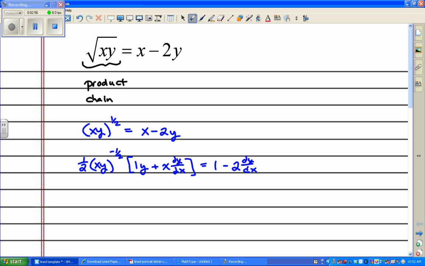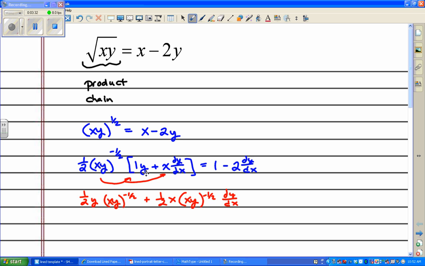and then I've got my dy/dx. Okay, now in class, remember, we always want to take our dy/dx's to one side. In order to do that, I need to distribute this stuff to the things I've got in brackets. So it's going to end up with 1/2. We put the y out in front if we want to, and then xy to negative 1/2, plus 1/2 x times xy to negative 1/2, and then I've got my dy/dx there.